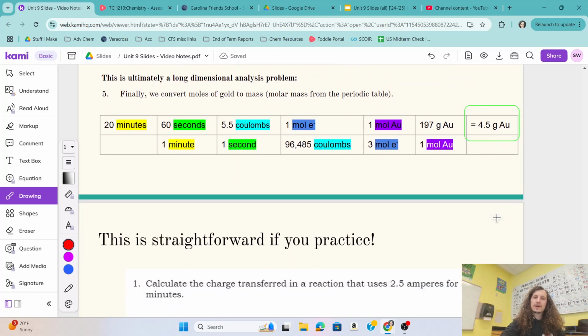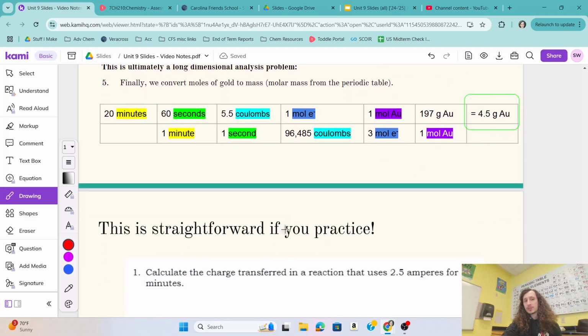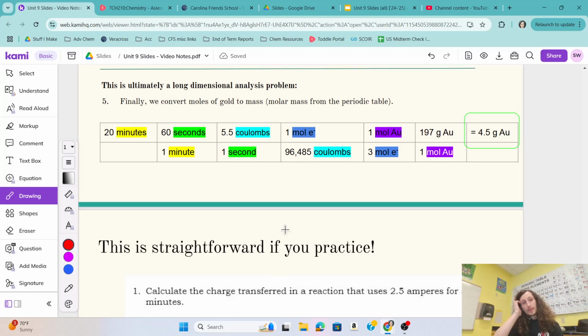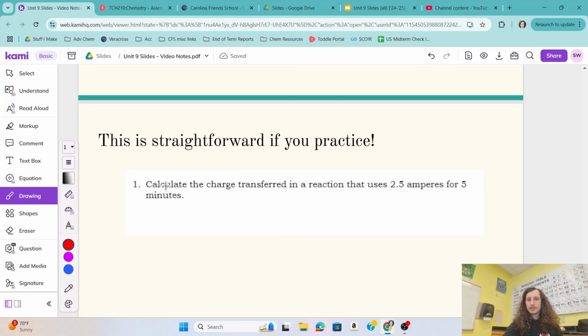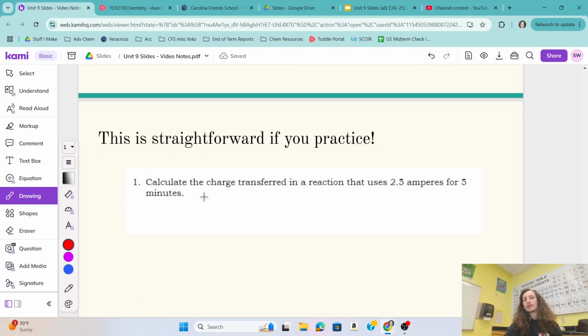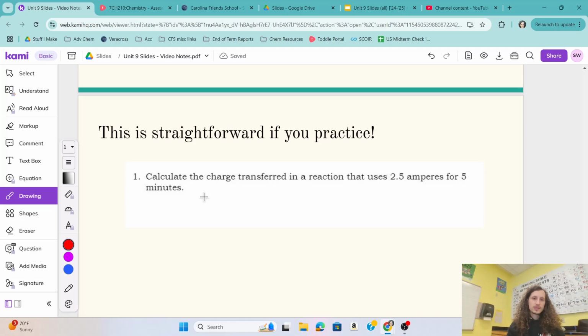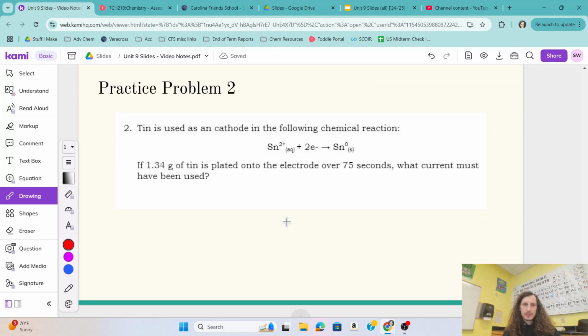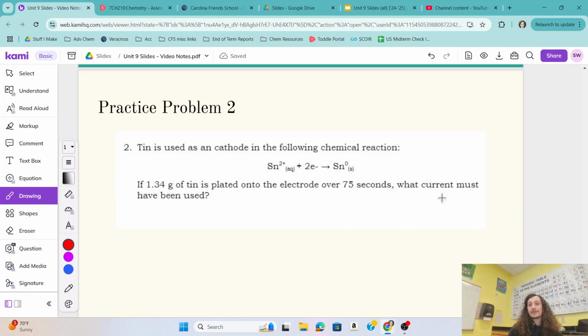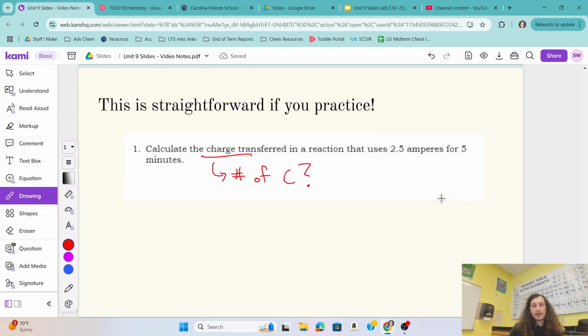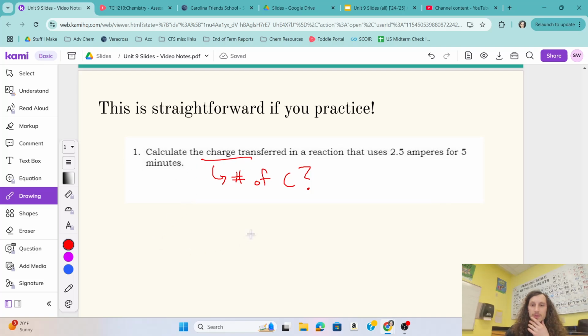Pretty nifty. Now, I promise if you practice this, it's pretty straightforward, but I will say it's not always going to be like start with your unit of time, go to mass, right? Sometimes it's something like this, where I just want to know what is the charge transferred. So what is the total number of coulombs transferred? But you also have examples like this, where you're starting with a mass and then finding current. So that's a fun one. We'll do that in a second. But this example is pretty easy.